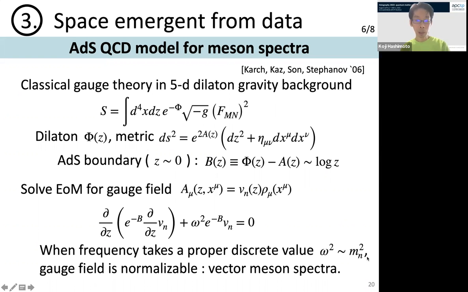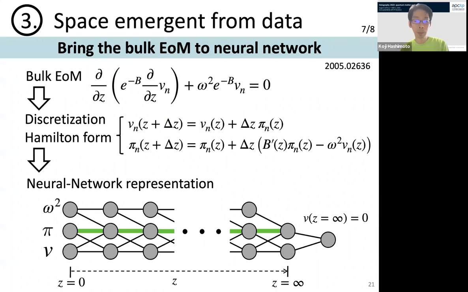And I need to go backwards. So for a given spectrum, how can I find the background metric? The idea is almost the same as before. Since for this procedure you need to solve the equation of motion of this vector field in the bulk, you reinterpret this vector field equation of motion as a neural network. And in the neural network, the unknown bulk metric appears as a weight.